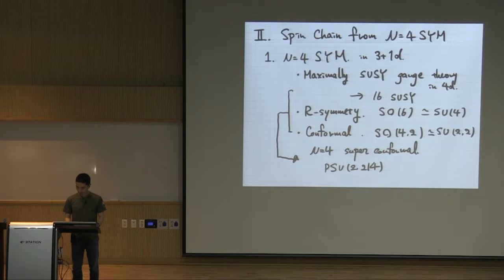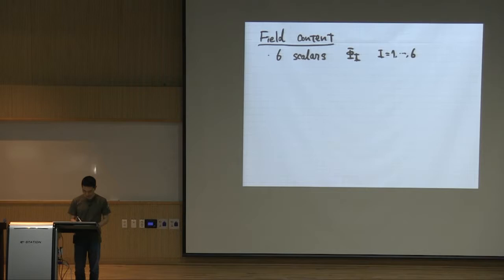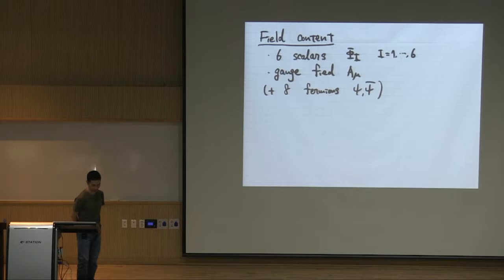And let me also explain the field content of this theory. Again, I don't need to know the full field content, but let me just list some of them. N=4 super Yang-Mills theory has 6 scalars, phi I, which transform as a vector of SO(6) symmetry. So this I runs from 1 to 6. And in addition to that, of course, because it's a gauge theory, it has a gauge field, A mu. And in addition to that, you have 8 fermions, psi and psi bar, but I'm not going to talk about that in this lecture because I'm not going to use it. So let's just put it in parentheses.